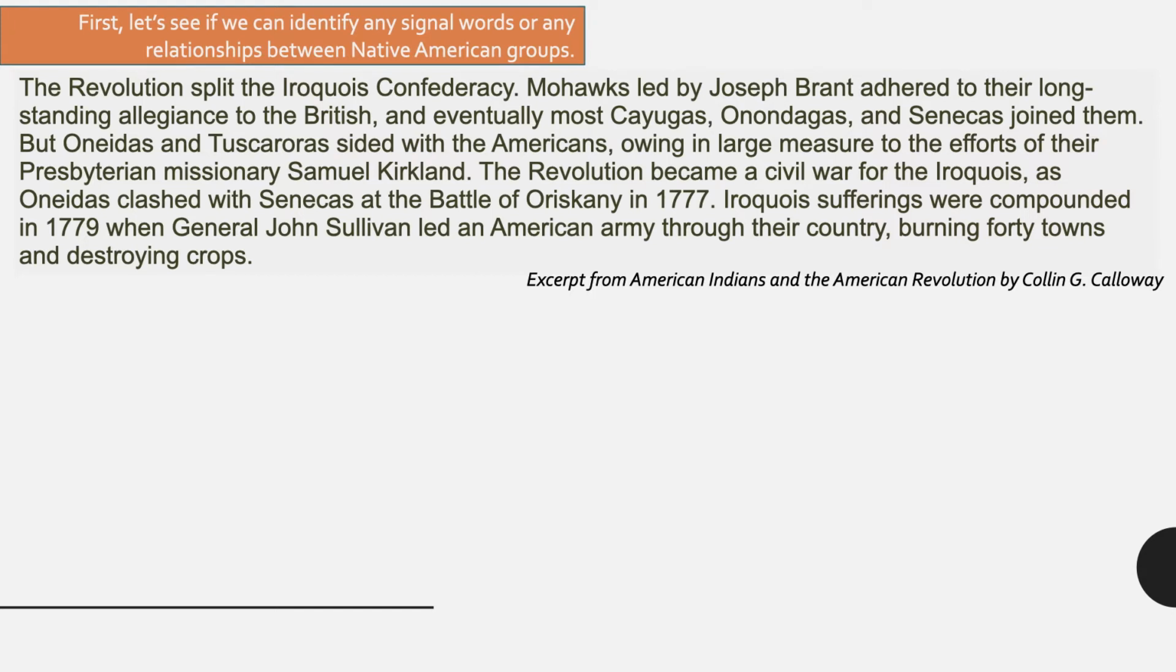The Revolution split the Iroquois Confederacy. Mohawks, led by Joseph Brant, adhered to their long-standing allegiance to the British, and eventually most Cayugas, Onondagas, and Senecas joined them. But Oneidas and Tuscaroras sided with the Americans, owing in large measure to the efforts of their Presbyterian missionary Samuel Kirkland. The Revolution became a civil war for the Iroquois. As Oneidas clashed with Senecas at the Battle of Oriskany in 1777, Iroquois sufferings were compounded in 1779, when General John Sullivan led an American army through their country, burning 40 towns and destroying crops.